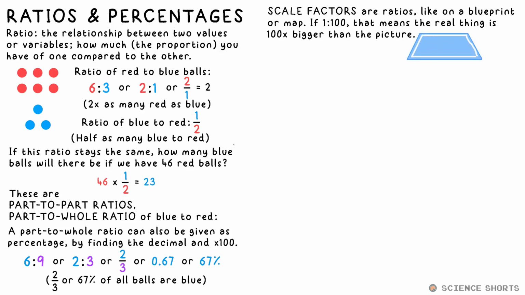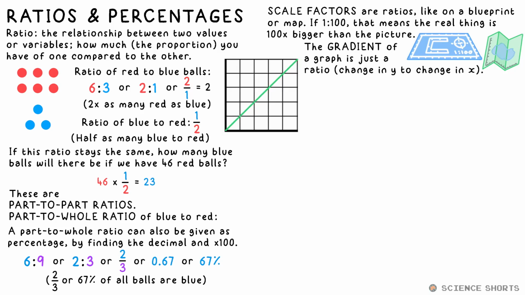If you have a blueprint for a house or a map, for example, the scale factor tells you how much smaller it is than the real thing. That means everything on the drawing is 100 times bigger in real life. So if a wall is 1 centimeter long on the drawing, it'll be 100 centimeters or 1 meter long in reality.